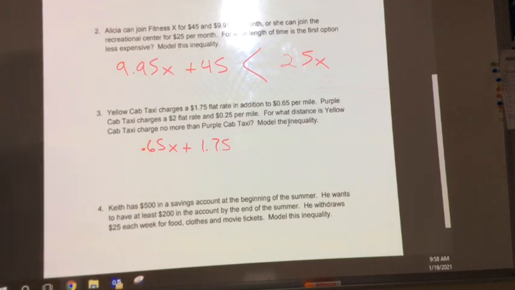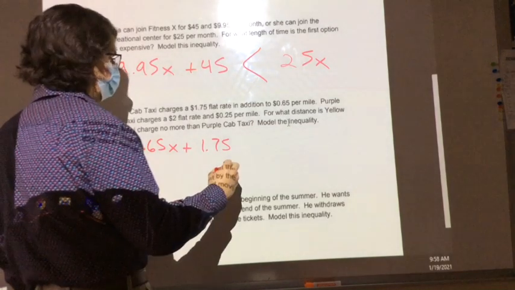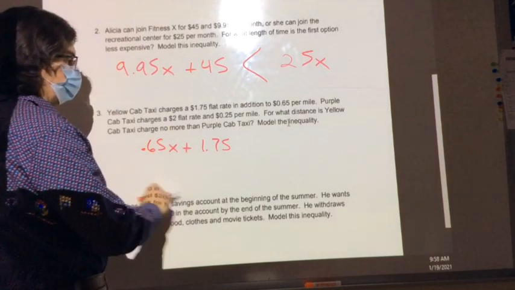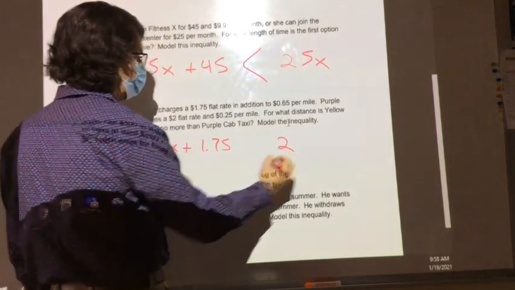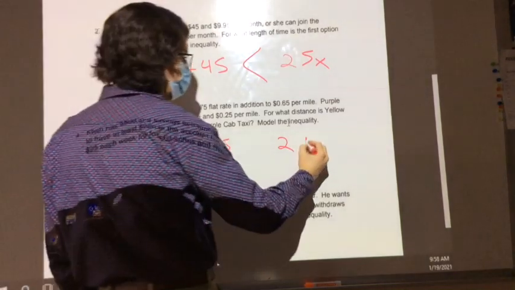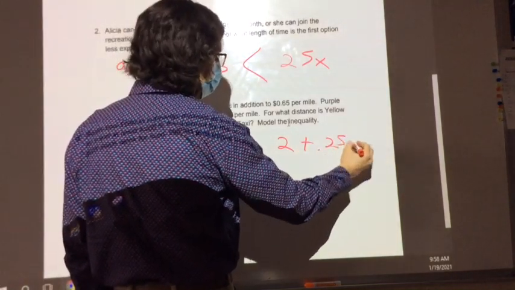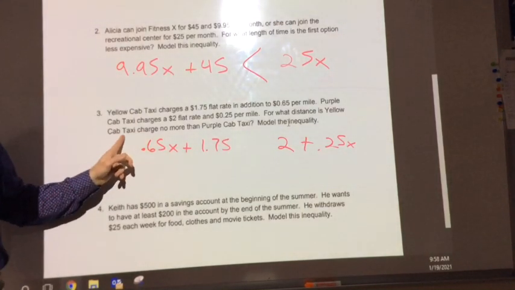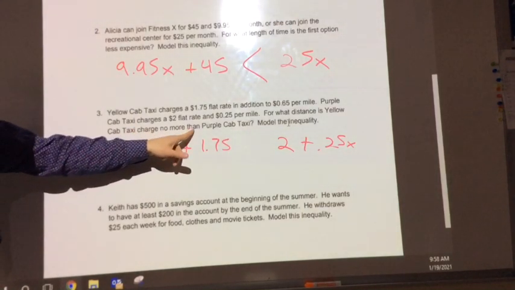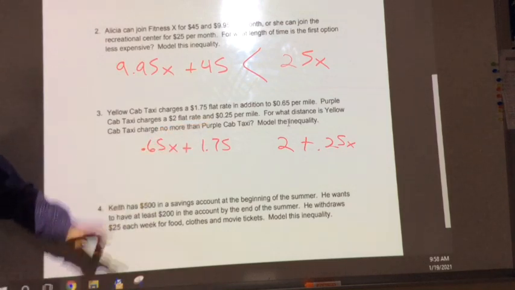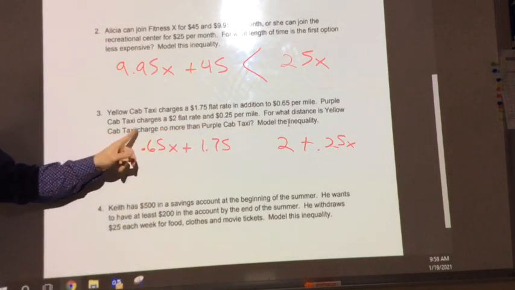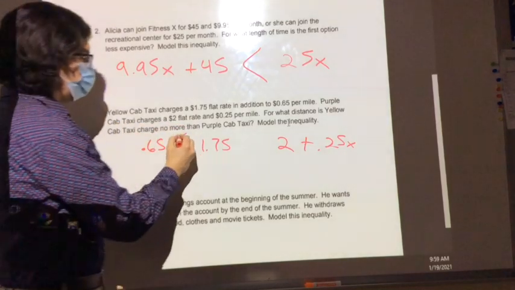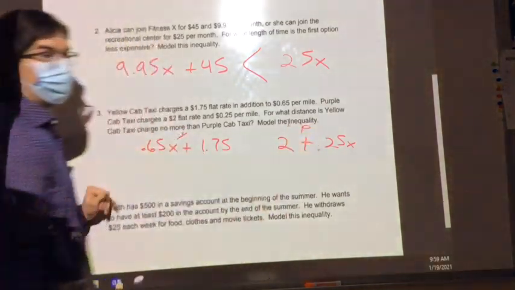Josh, go for it. Which one did you do? Oh, 2 plus 0.25x. Okay, now here's where it gets tricky. It says, for what distance is yellow cab taxi charge no more than purple cab taxi? For what distance is yellow cab taxi charge no more than purple cab? Well, let's write this out. This is yellow, and this is purple. Does that help a little bit?